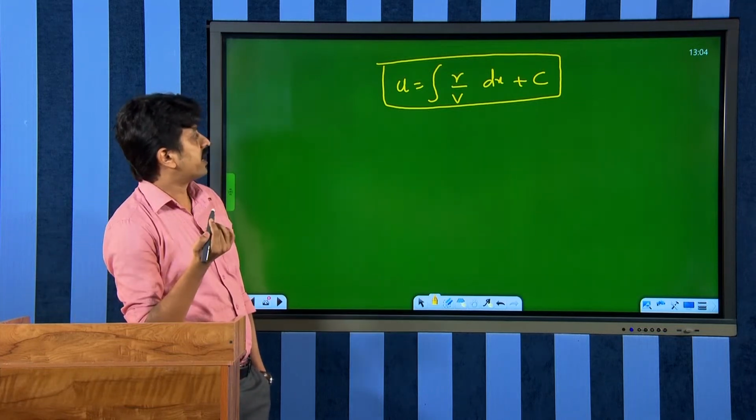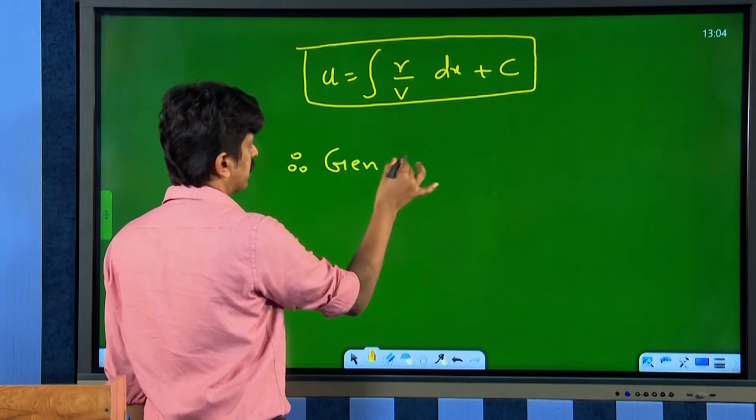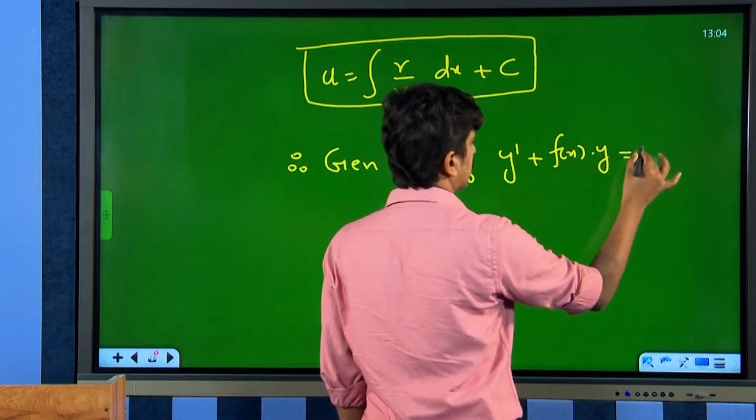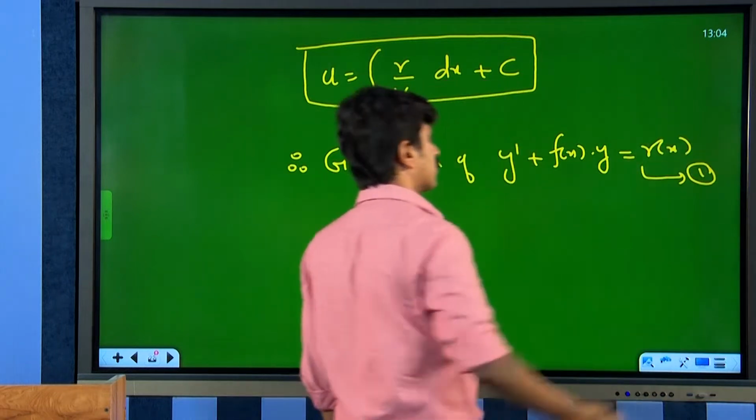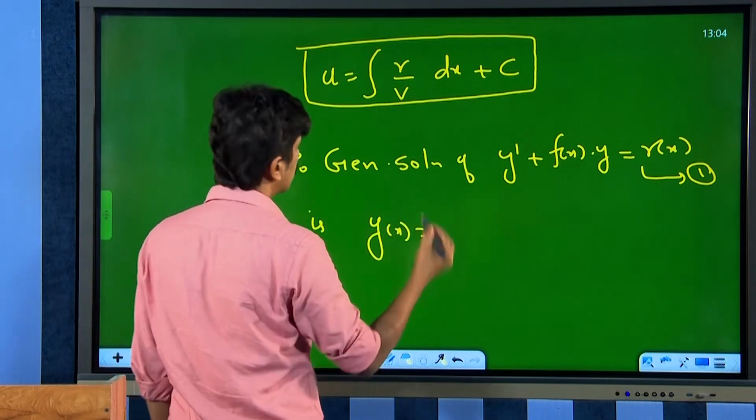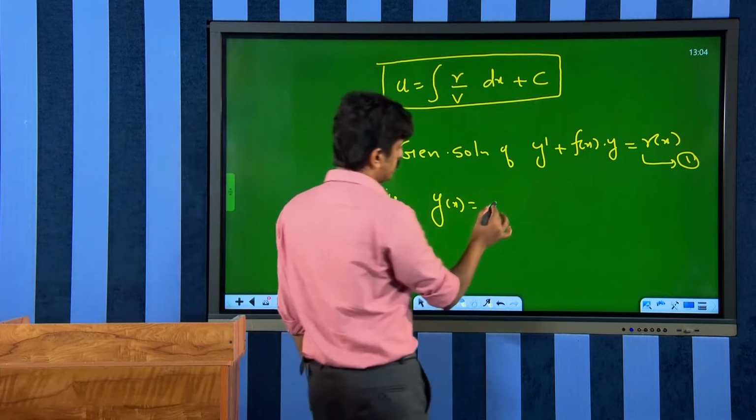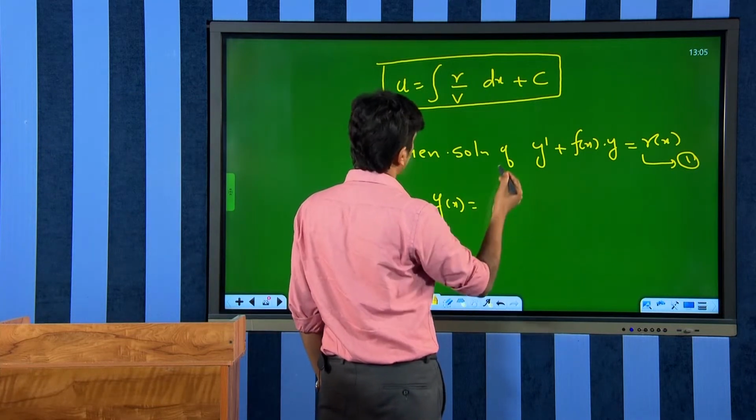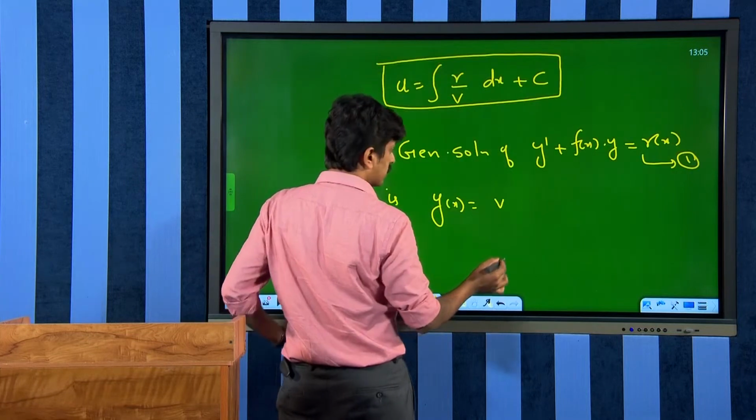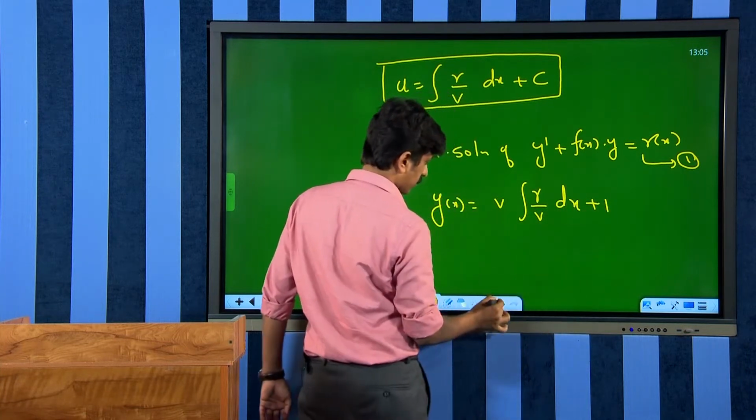Okay, fine. So, finally, we can say that the general solution of y dash plus f of x into y is equal to r of x, that is the non-homogeneous linear first order ordinary differential equation, is y of x is equal to u v, where we found v from there, and this is equal to v into the integral of r divided by v dx plus c.